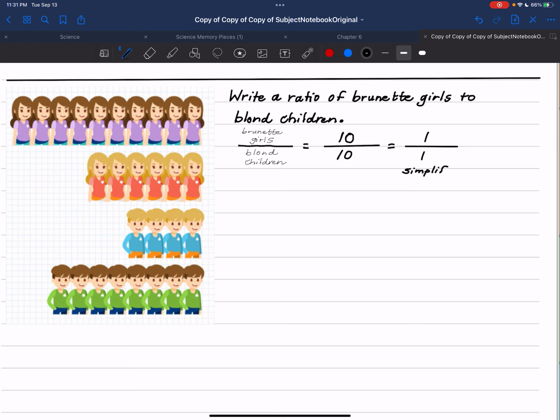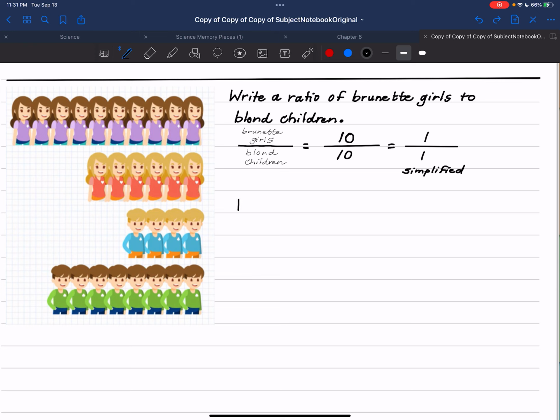Now, can I just go ahead and simplify that on down and say 1? No, because if I do that, I'm eliminating either the brunette girls or the blonde children, and I don't want to do that. I want to keep the comparison clear. So for every brunette girl, there is one blonde child.